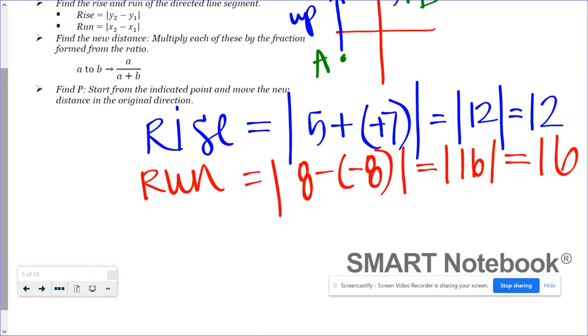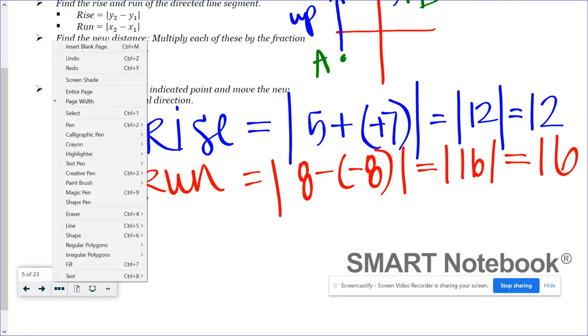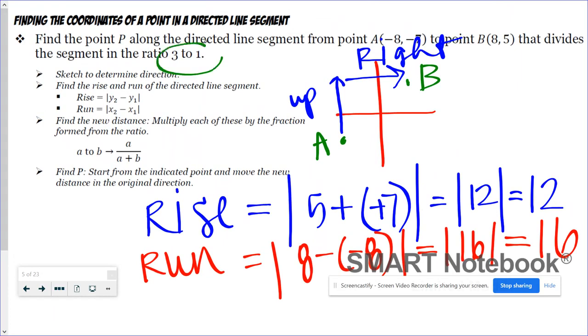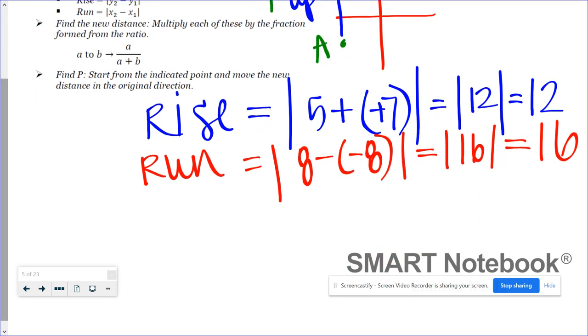I need to multiply each of these by the fraction formed by the ratio. So my ratio is 3 to 1. Which means my fraction, remember, it's part over whole, is going to be part, which is 3, over the whole thing, which is 4. So I want to multiply my rise and my run by 3 over 4.